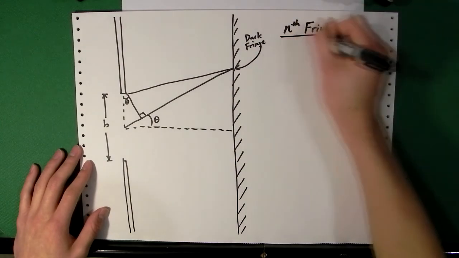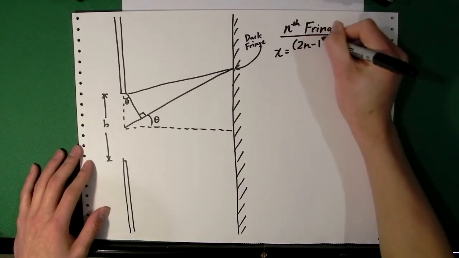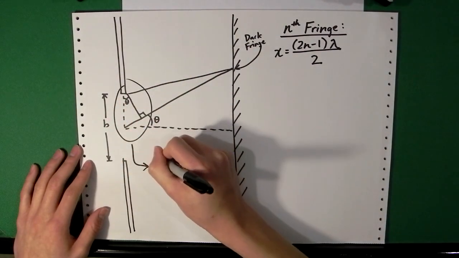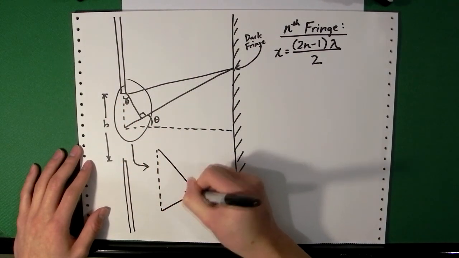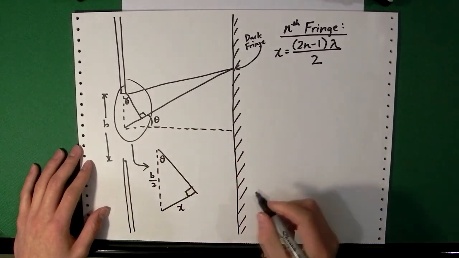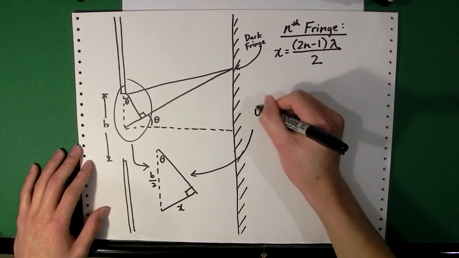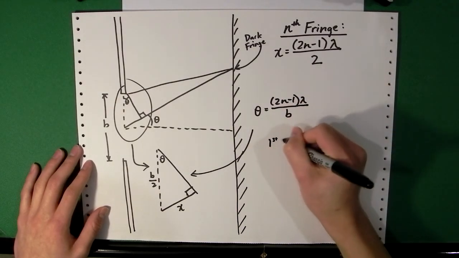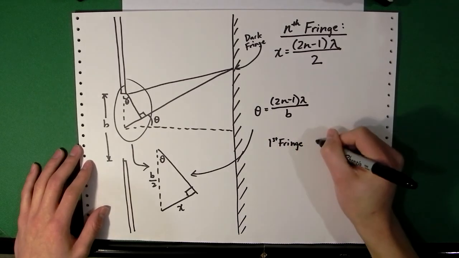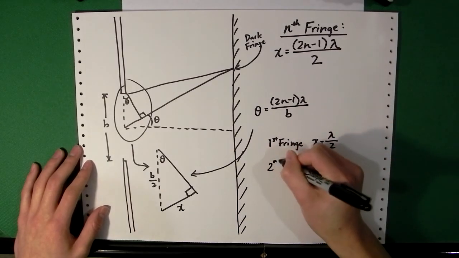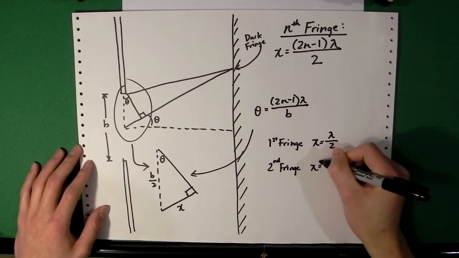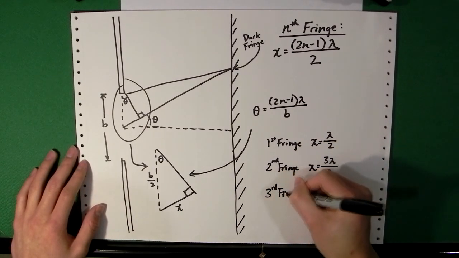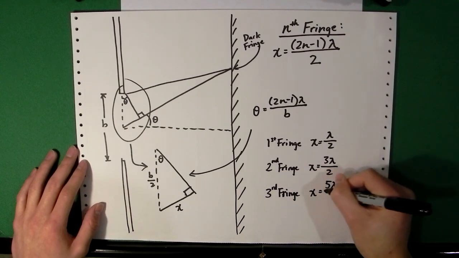So to calculate the nth fringe's distance x from the middle, you can use the formula x equals (2n minus 1) times the wavelength lambda, all over 2. So if we redraw this section over here, we can calculate theta with theta equals (2n minus 1) times the wavelength lambda over b, the width of the slit. So the first fringe's distance, x, is given by lambda over 2, the second fringe by 3 lambda over 2, the third by 5 lambda over 2, and so on.